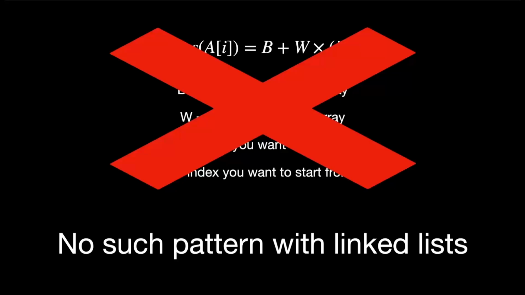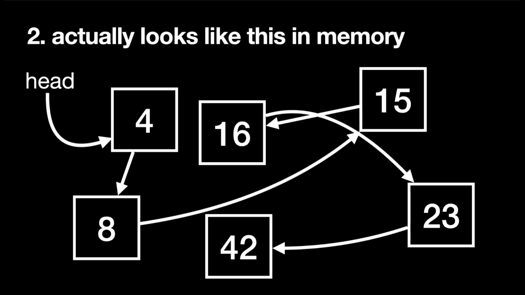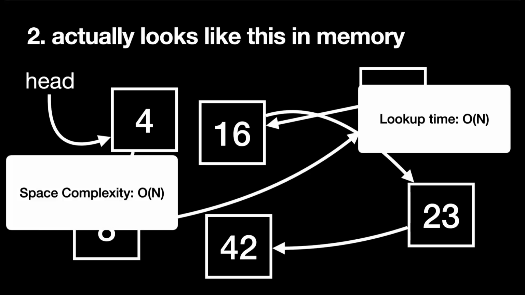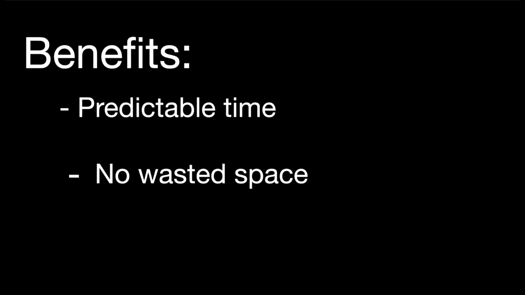That's why if you want to look up a node or do anything else, what you're going to have to do is walk through every single node to get to the one that you want. This gives a lookup time of O(n) instead of O(1), and our space complexity, of course, remains the same. But this gives us a benefit that we just don't have with arrays, really. Any operation takes a relatively predictable amount of time, and we don't waste any space.